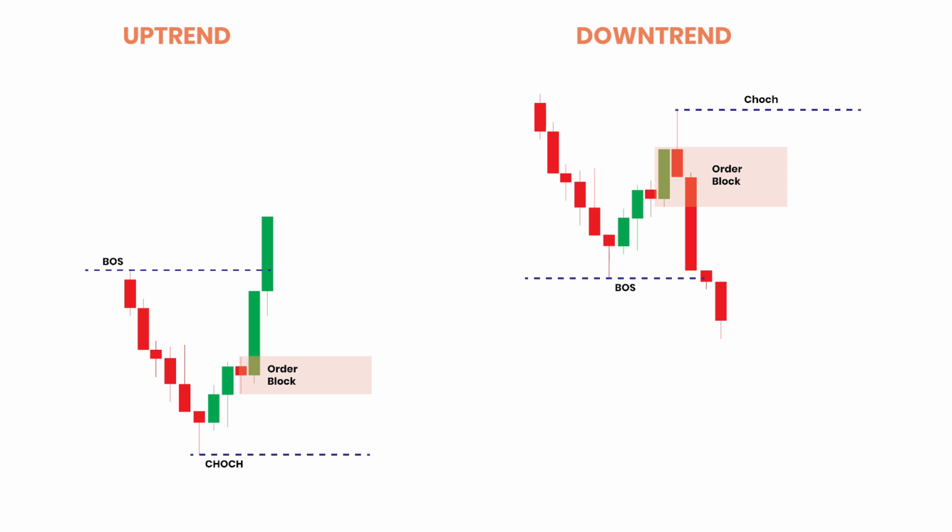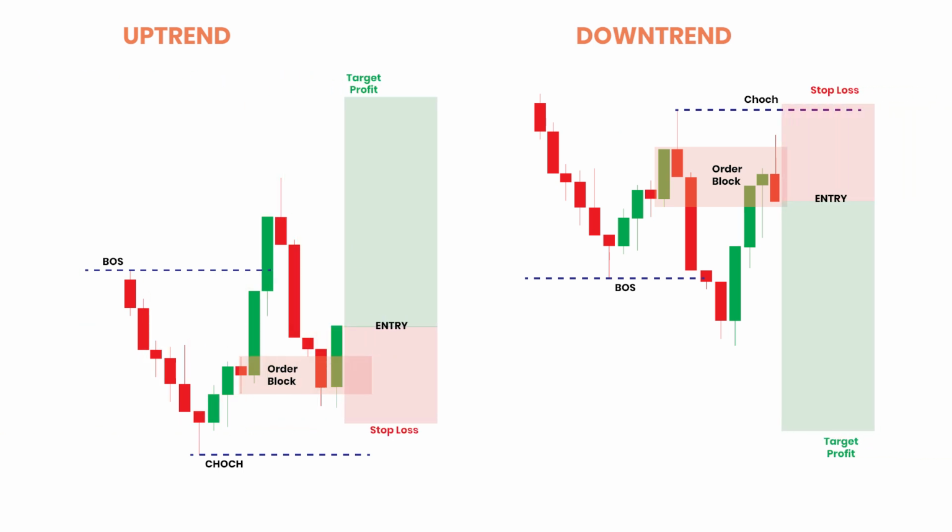Now, we wait for price to come into the discount zone and lastly, to our order block. After price gets here, you don't enter the market straight away. There has to be a confirmation from the candlestick pattern in order to execute the trade. An example is the engulfing candle. After confirmation, you enter the trade and set your target profit and stop loss.